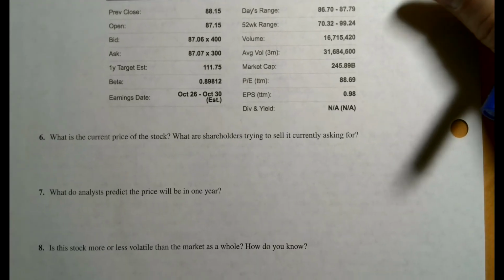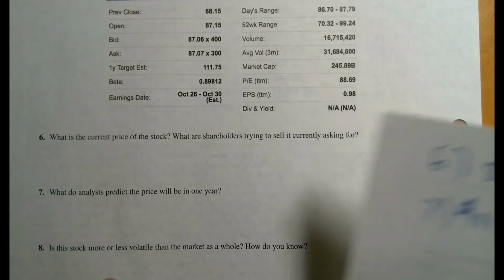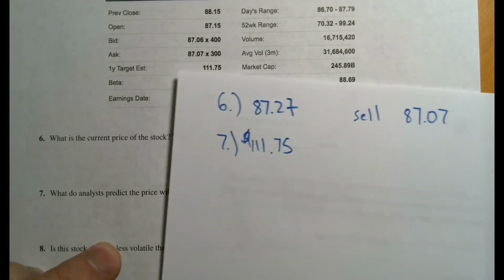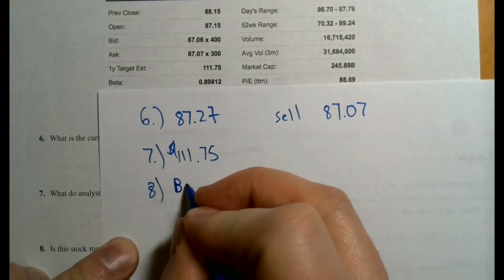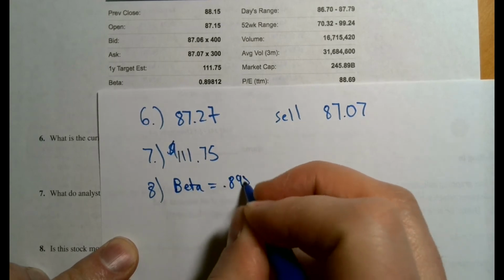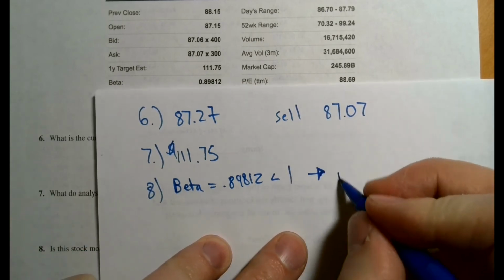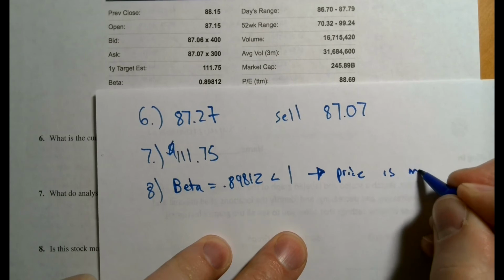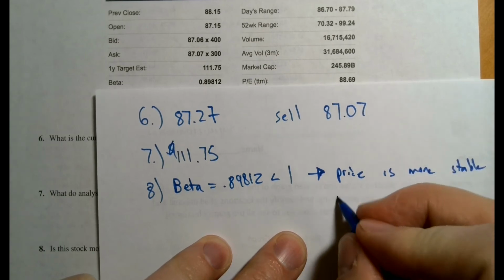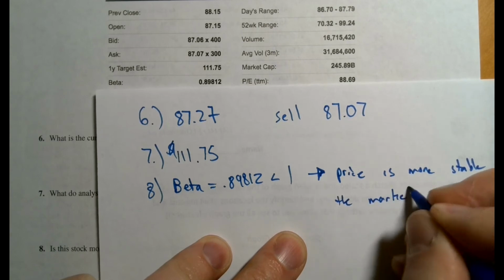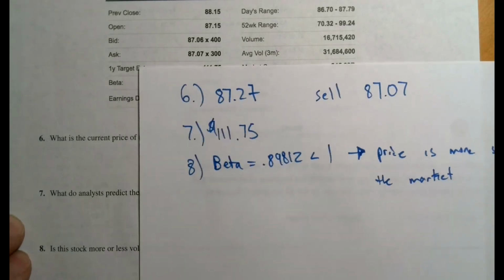Next question, number 8, is the stock more or less volatile than the market as a whole? Well, remember, the volatility of a stock was measured by its beta value. So for number 8, we'd say, well, beta is equal to 0.89812. That's less than 1, which means that the price is more stable than the market. So this is slightly less volatile than what's going on in the market back at this time.